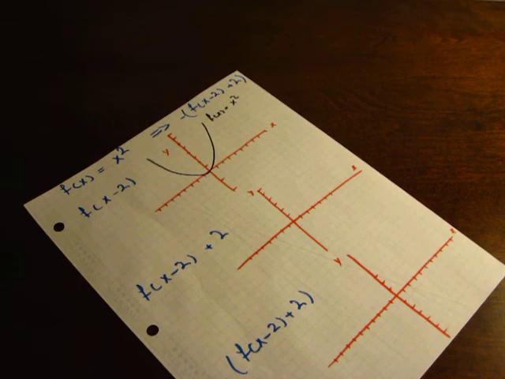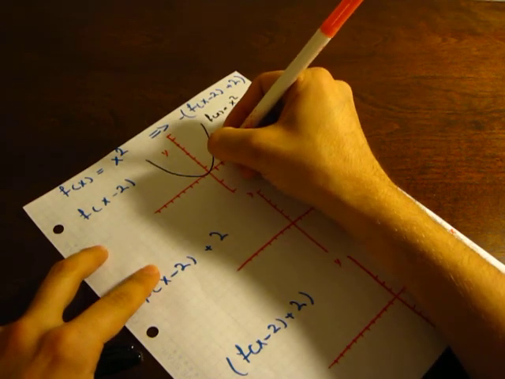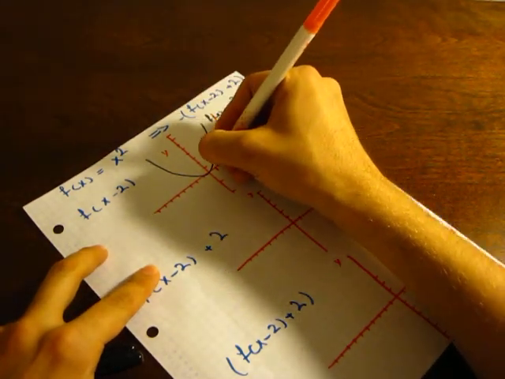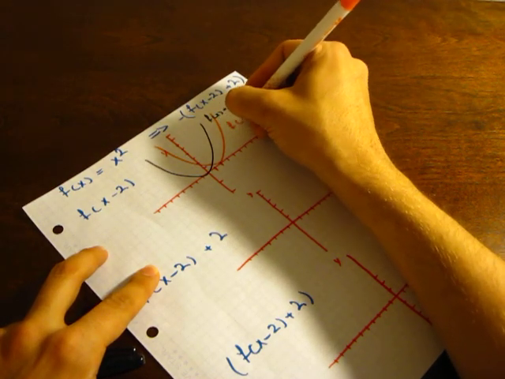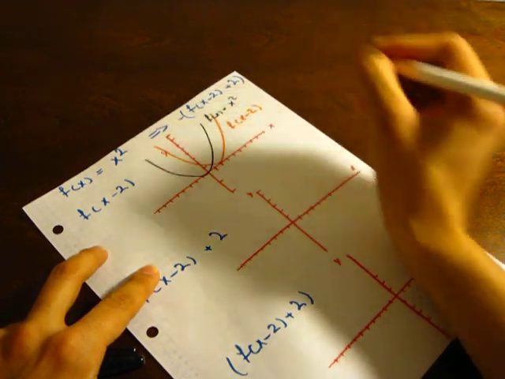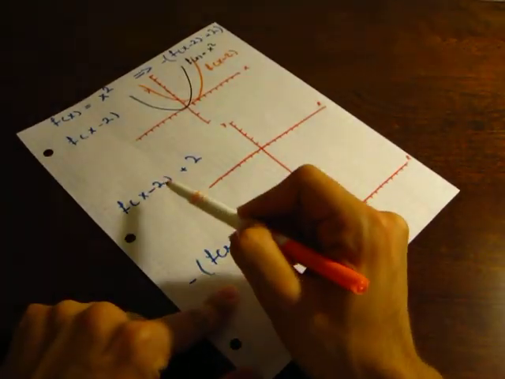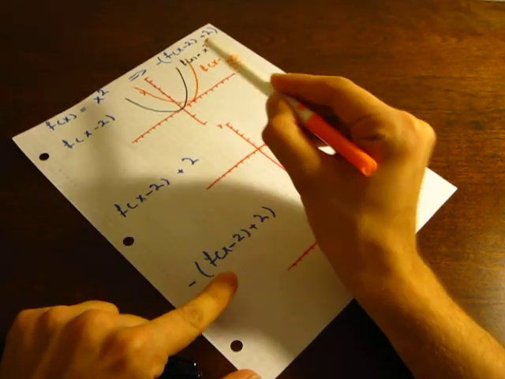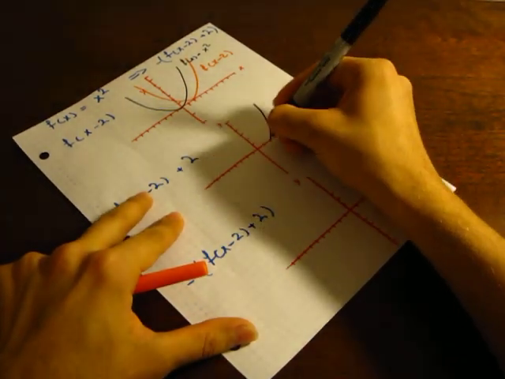So I'm going to draw the finalized graph with the orange marker. I move 1, 2, and I redraw the graph. The orange one is f of x minus 2. The second step is f of x minus 2, which is the orange color. I'm going to draw it with the black one right here.